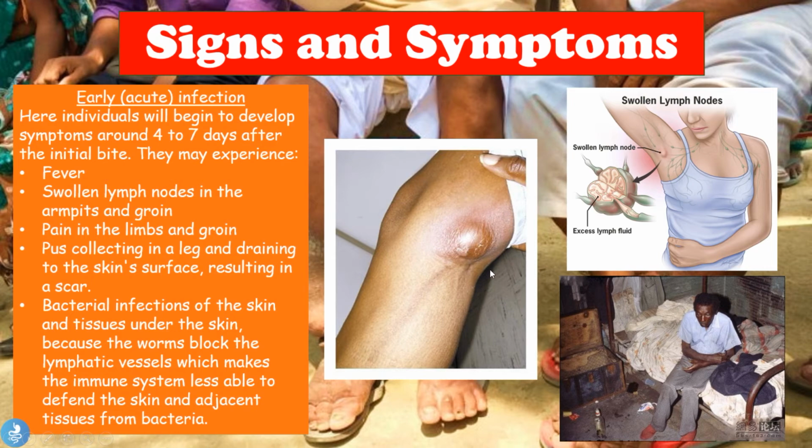And then we can also find various bacterial skin infections, and this is because if the lymph system is blocked by these worms, and the lymph system is actually responsible for carrying around the body's immune cells and defending our body against bacterial infections, etc., this can now result when these systems become blocked. So moving on, let's take a look at the signs and symptoms that may appear in chronic infections.